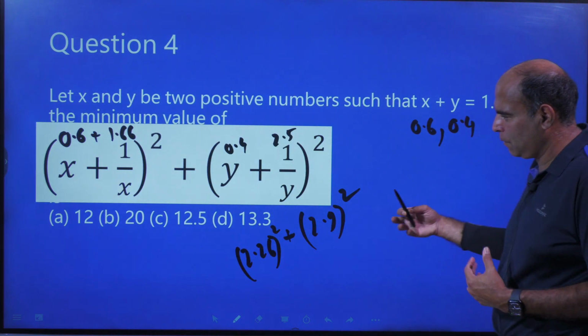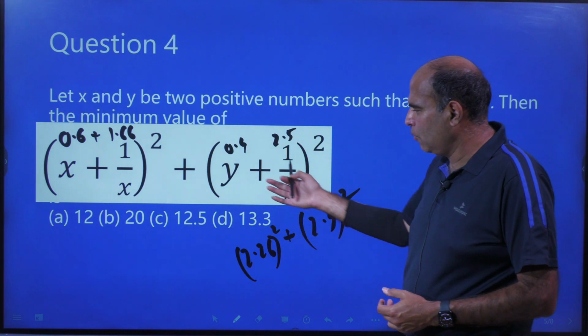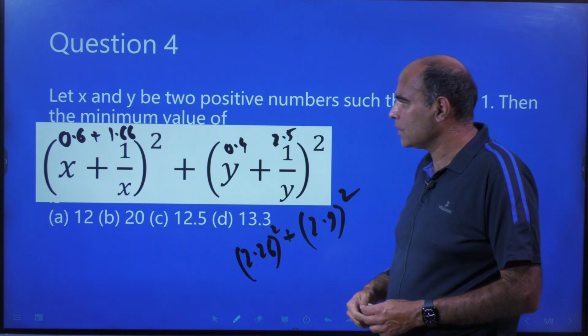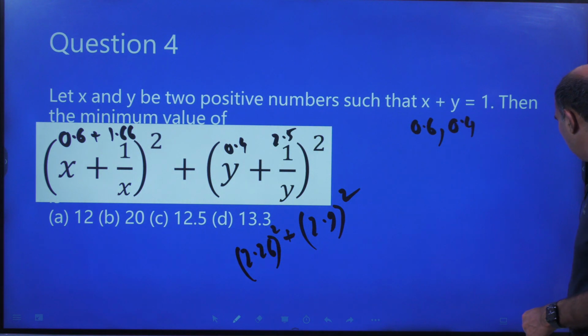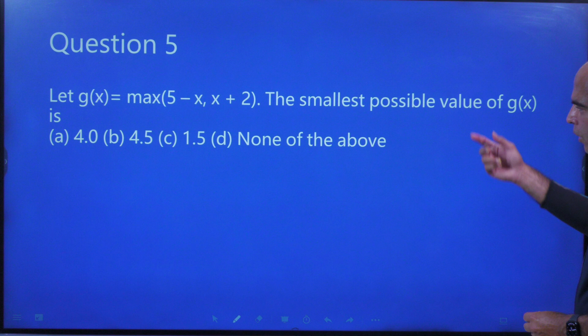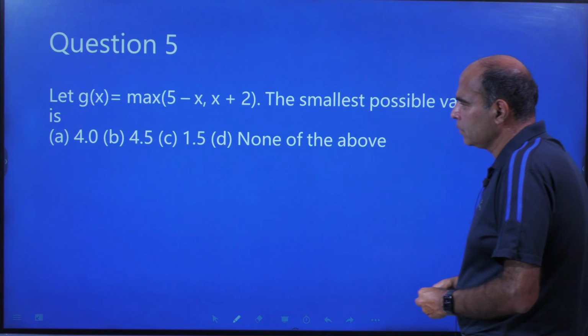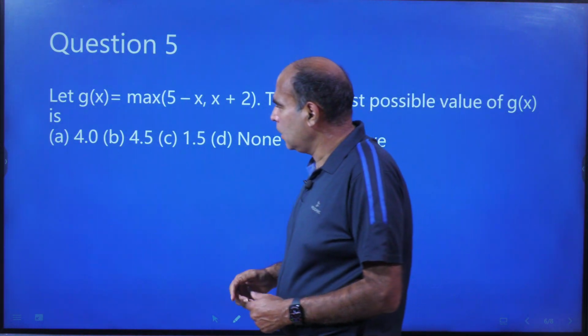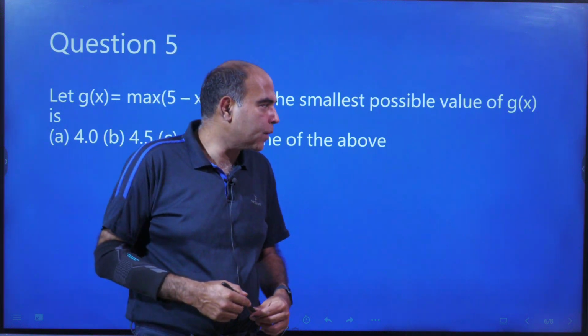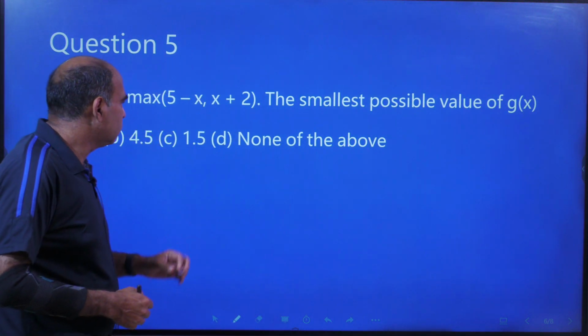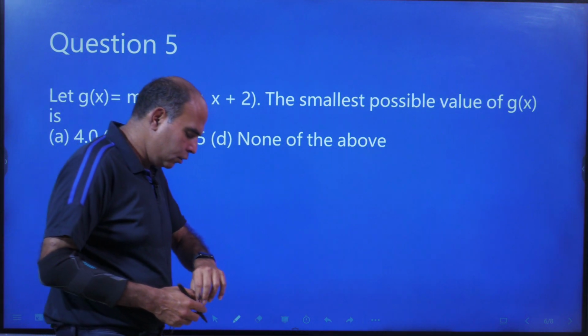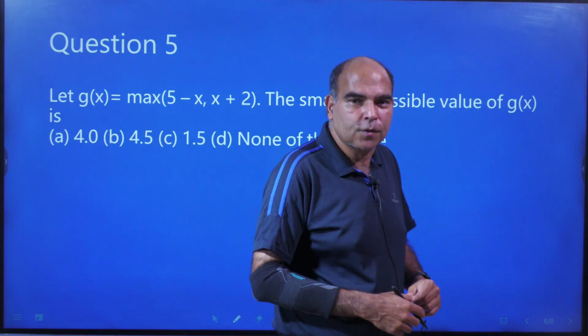Easily, if not much more, but at least comfortably more than 12.5, and hence 12.5 is the right answer to this question. Okay, so this question now you should recognize as a kind of a repetition of the first question, and this is the last question for today.